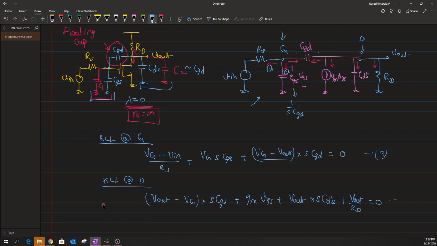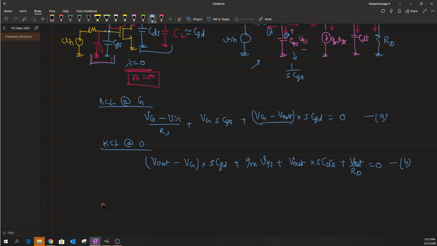Again, all of these components add up to a current value of 0. So from this expression B, I'm just going to evaluate the gate term. When you do some simple algebra, you would end up having something like Vout into (s CGD plus CDS) RD divided by gm s CGD.